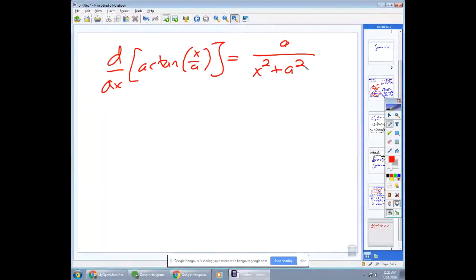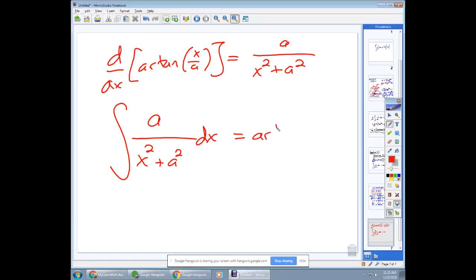So that tells me that the antiderivative of a over x squared plus a squared with respect to x is the arctangent of x over a plus some constant.